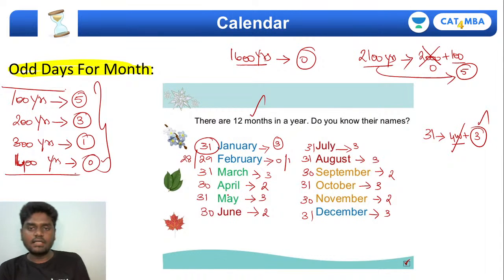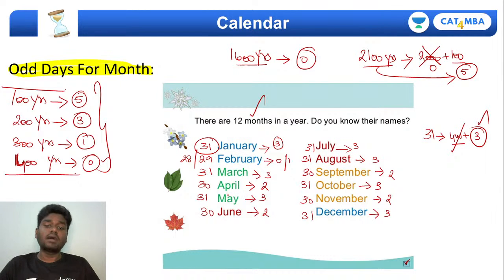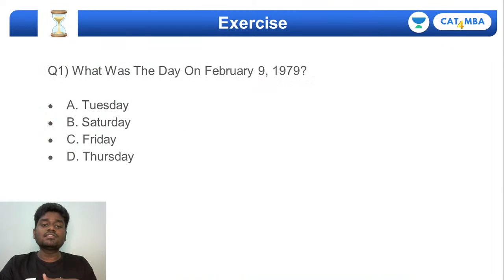So I hope you guys are clear with the concept of odd days for the respective years, respective months, and the days. We all know that already, right? So this is the complete briefing of calendars. And if you're really clear with this, let me quickly step on to the interesting journey of finding the exact day on Feb 9, 1979.